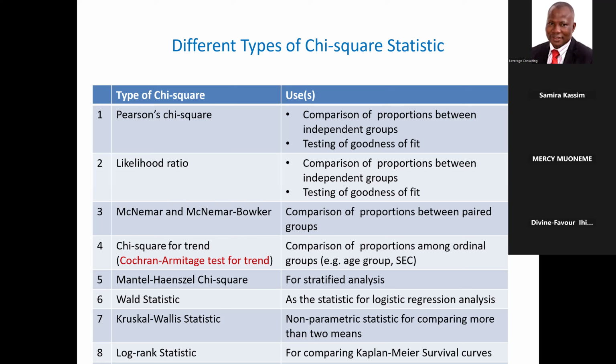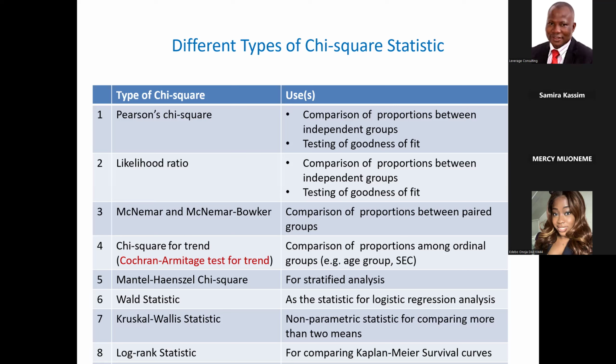Chi-square for trend is for comparison of proportion among ordinal groups: age group, socioeconomic status, even education status. So when you are trying to compare proportion, maybe employed, non-employed, among people of different educational level, educational level is ordinal. So you want to see how the employment status varies with different educational levels. That's chi-square for trend.